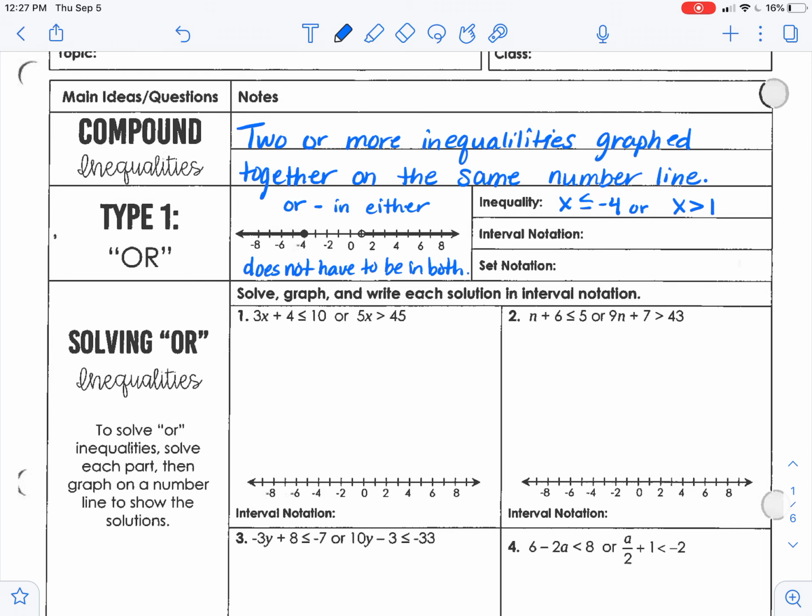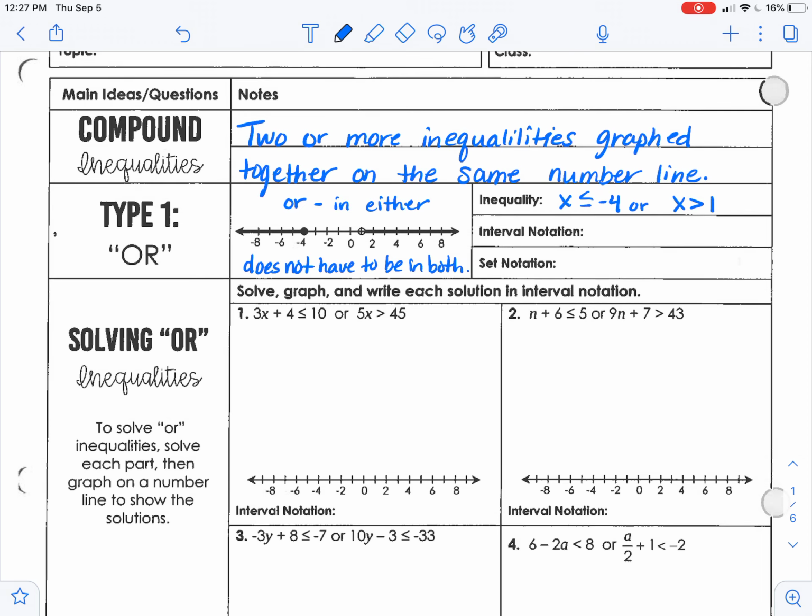Interval notation on this one would be: everything less than or equal to -4 goes from negative infinity to -4 bracket. And then we use the symbol U, which means union. I'll write that here in just a second. And then on the other side, we have a parenthesis at 1 going to positive infinity. So U means union. Think of it like a marriage. I'm taking the answers that are on the left and the answers that are on the right and putting them together, just like in a marriage, you would take all of his stuff and all of her stuff and put them together.